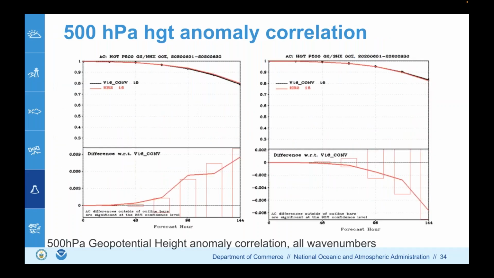The anomaly correlation, this is the 500 hectopascal height anomaly correlation. It's generally not really impacted by the changes to cumulus convection. This panel is for the northern hemisphere, and this panel is for the southern hemisphere. If anything, it seems to be neutral, but a slight improvement in the northern hemisphere, and perhaps statistically significant at a few forecast hours, and then somewhat of a degradation in the southern hemisphere, but not statistically significant. I think my main conclusion here is that the impact on anomaly correlation is rather small.